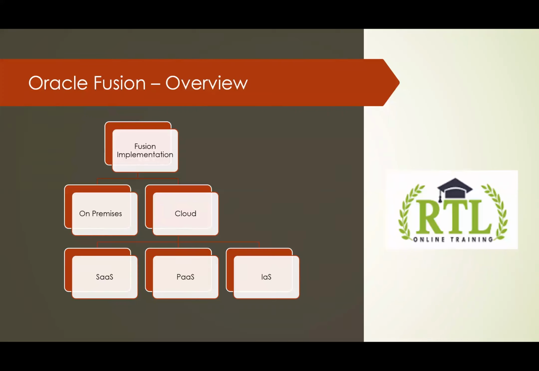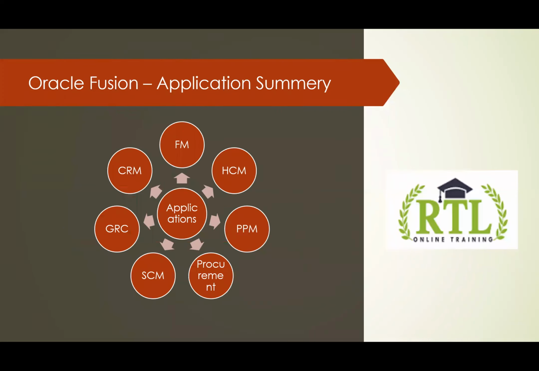Now let us get into the application summary. What are all the applications that you're going to have? In the Fusion application summary, the following are the applications you are going to have: financial management, human capital management (HCM), project portfolio management (PPM), procurement, supply chain management, GRC (governance, risk and compliance), and CRM (customer relationship management). These are the different applications in Fusion Cloud.